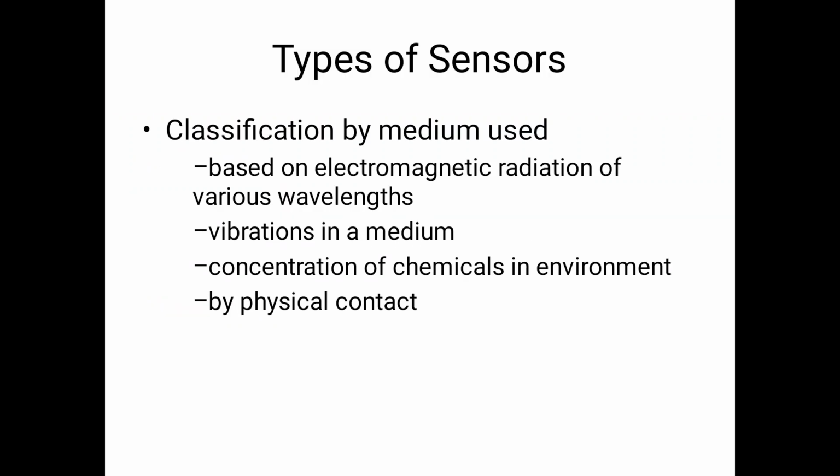Types of sensors, classification by medium used. What kind of medium are they using? First one, based on electromagnetic radiation of various wavelengths. As the wave passes, whatever wavelengths it has, sensors can sense them. Second, vibrations in the medium. For example, if there is an earthquake, there is a vibration measurement called the Richter scale, which senses the vibrations.